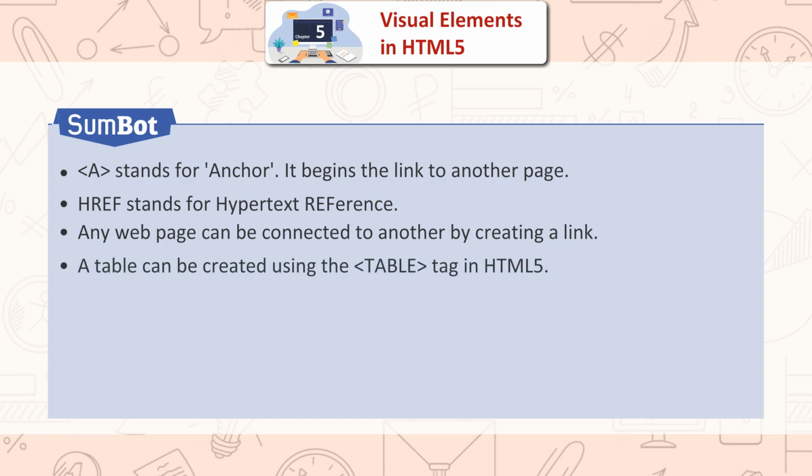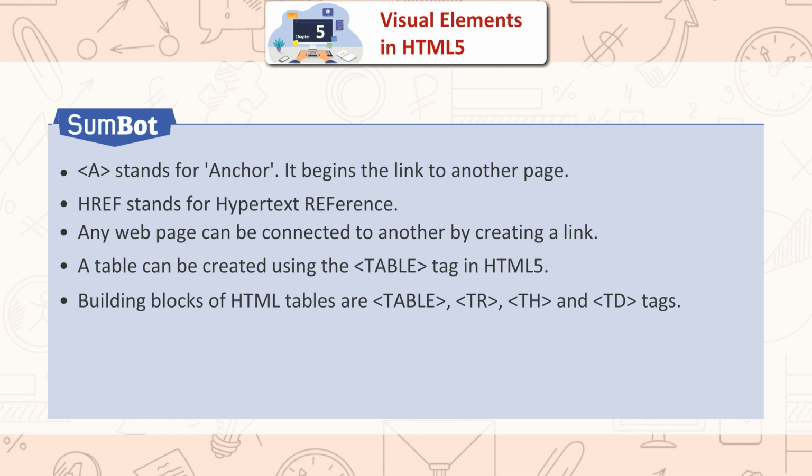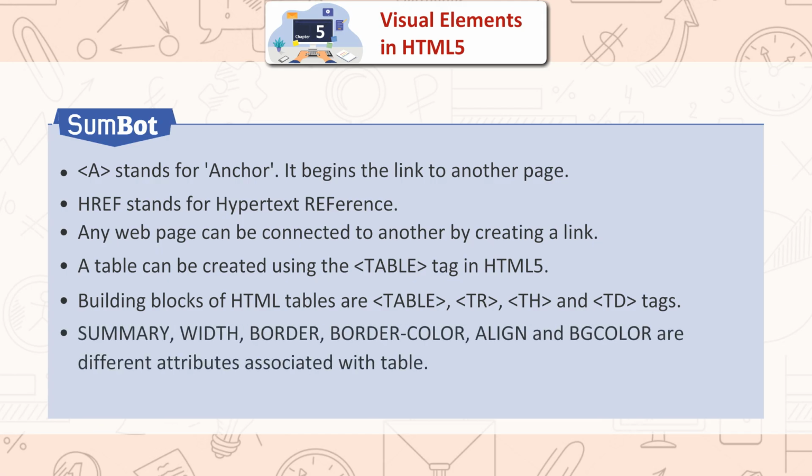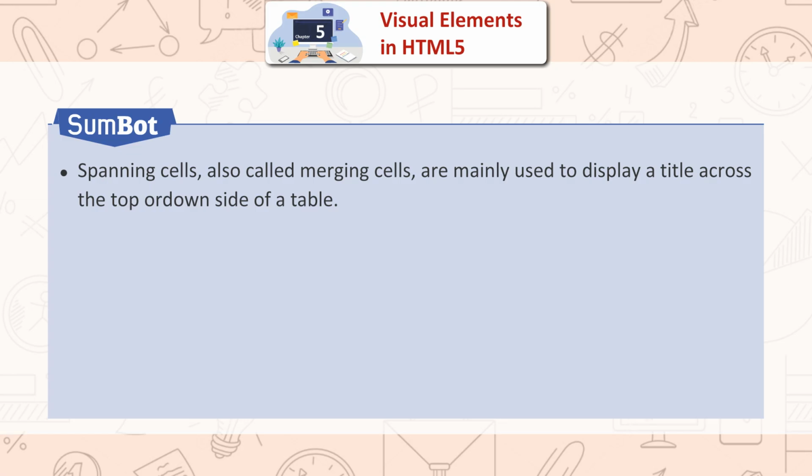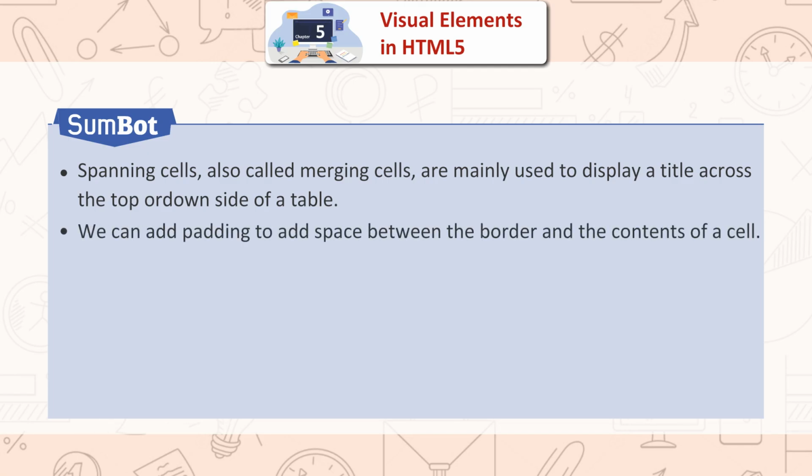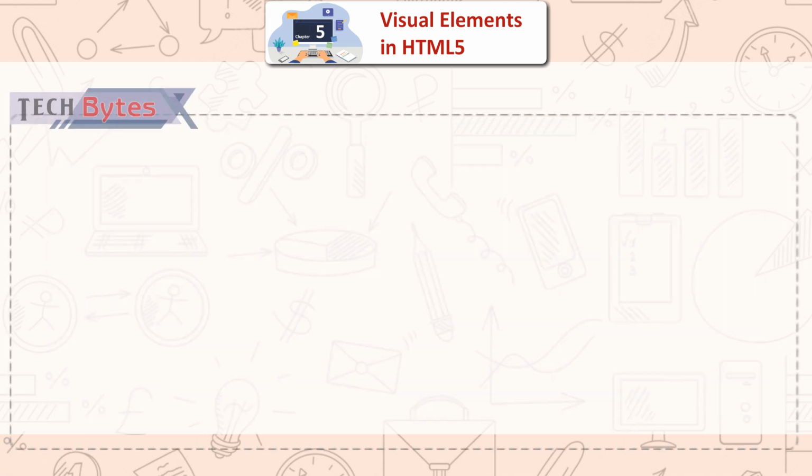A table can be created using the table tag in HTML5. Building blocks of HTML tables are table, tr, th, and td tags. Summary, width, border, bordercolor, align, and bgcolor are different attributes associated with table. Spanning cells, also called merging cells, are mainly used to display a title across the top or down side of a table. We can add padding to add space between the border and the contents of a cell.